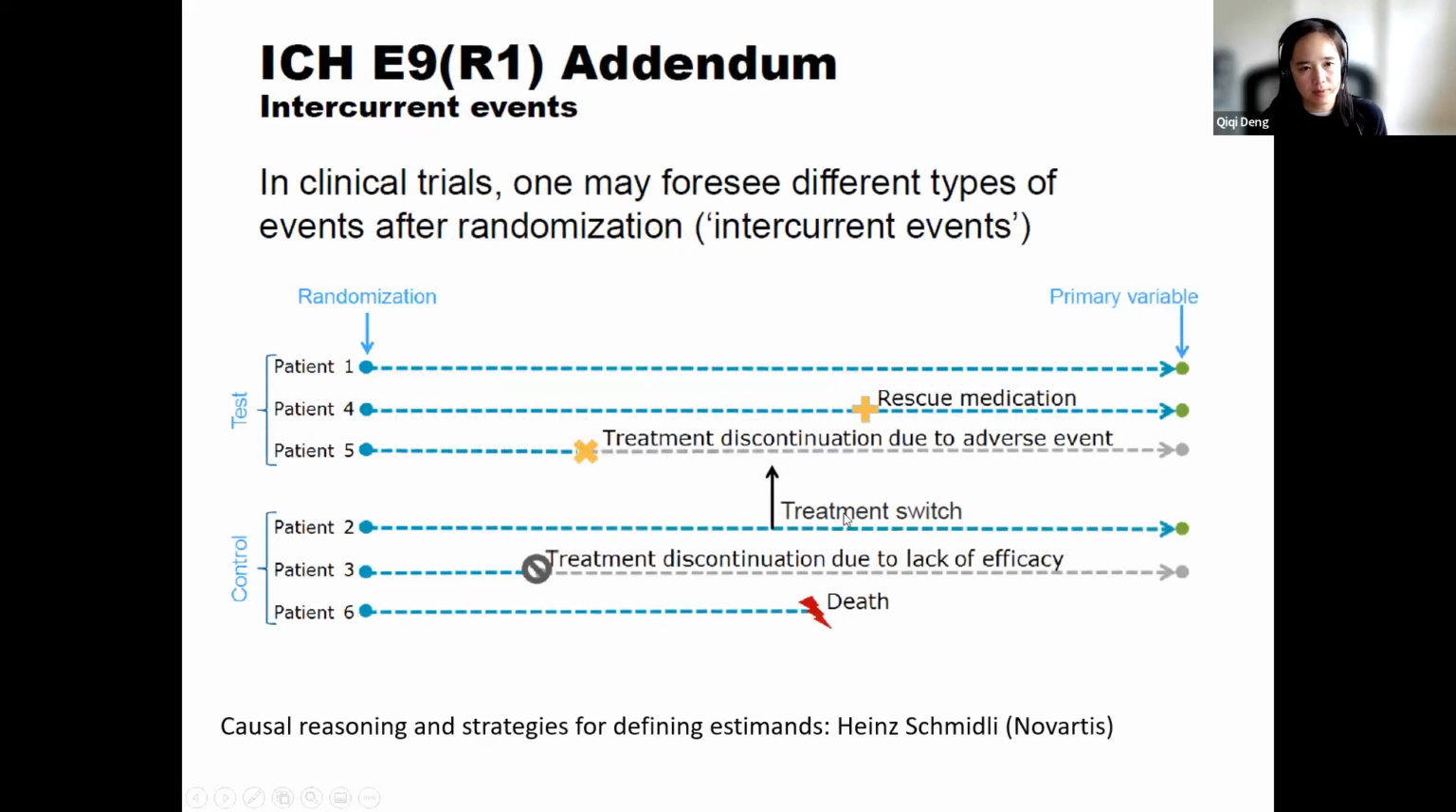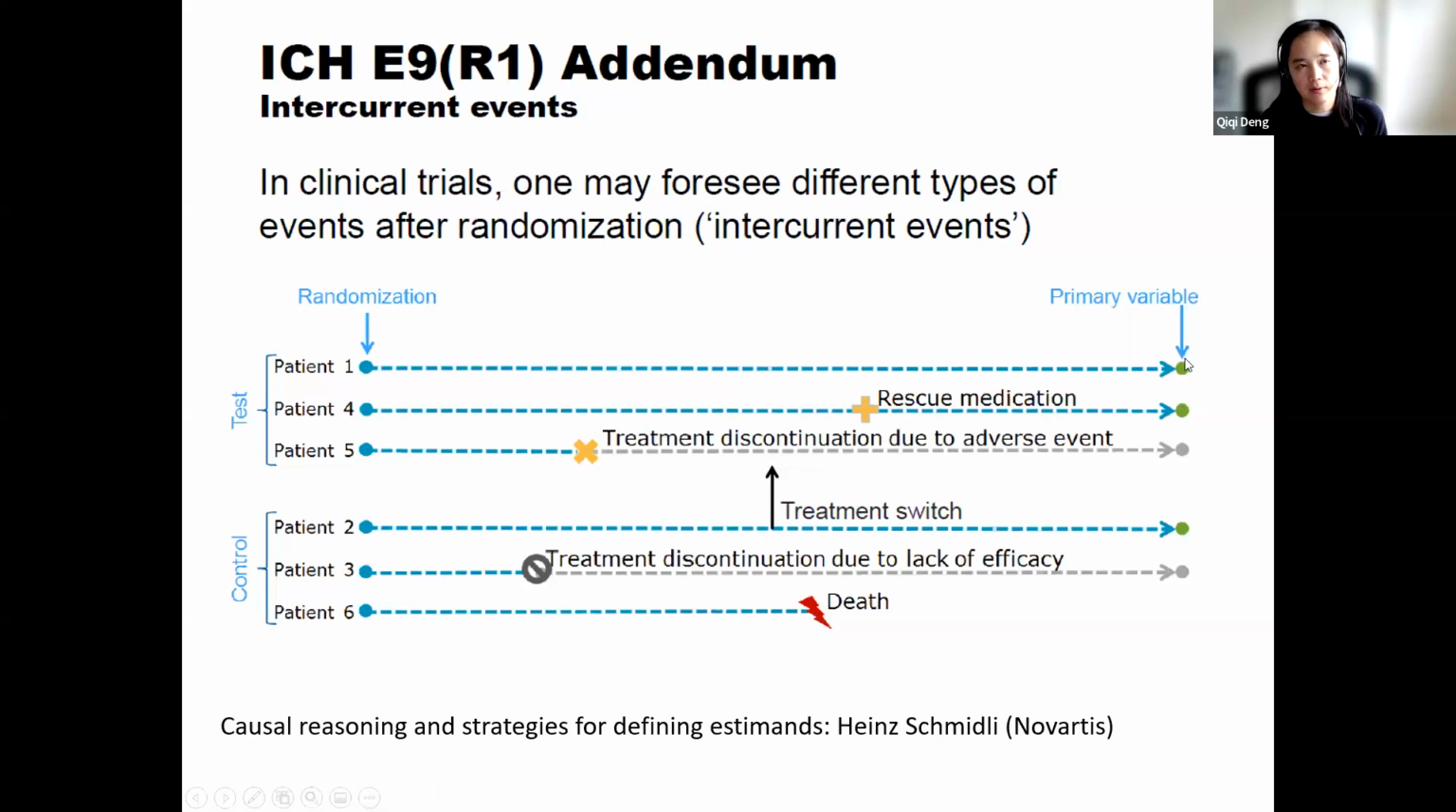There are all kinds of reasons or intercurrent events that will cause problems in analysis. So like I mentioned earlier, there could be a treatment discontinuation, and there could be a rescue medication use if the subject is not doing well. And then there could be treatment switch, there could be death, there could be a treatment discontinuation due to lack of efficacy. So all these intercurrent events will lead to similar consequences that you're not going to be able to observe what you want to observe for the primary endpoint.